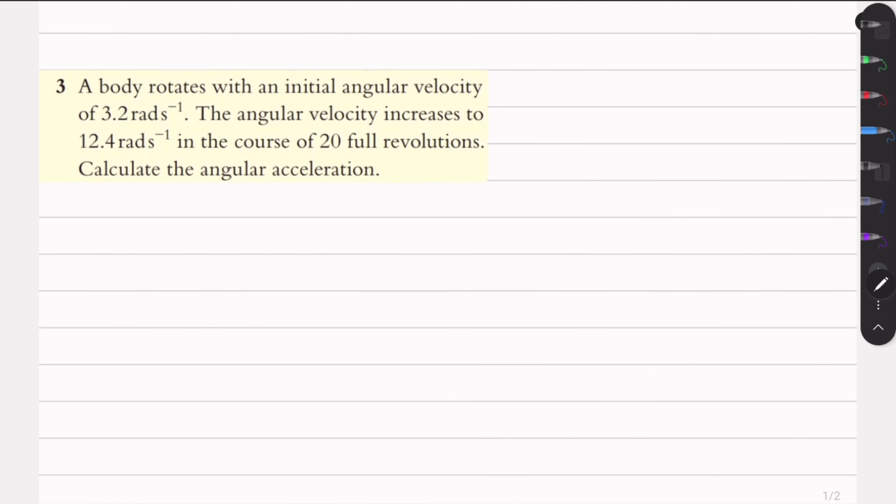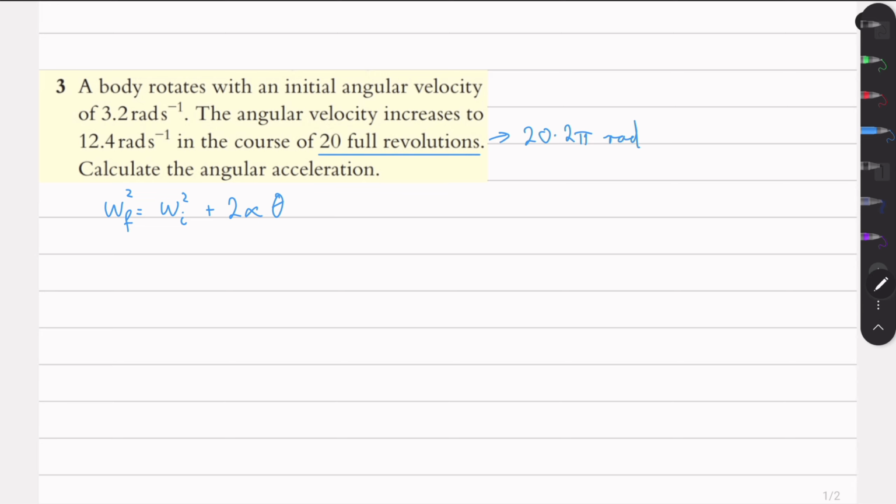And then in question 3, we have a similar question. We're given the initial angular velocity, we're given the final angular velocity, and we're told in how many revolutions it has reached this angular velocity, and we need to find the angular acceleration. So here as well, we need to use the same formula: the final angular speed squared equals the initial plus 2 times the angular acceleration times the displacement. Here we are told 20 full revolutions. This is also quite commonly done by IB. They expect you to know that 1 revolution is 2 pi radians. So 20 revolutions will be 20 times 2 pi radians.